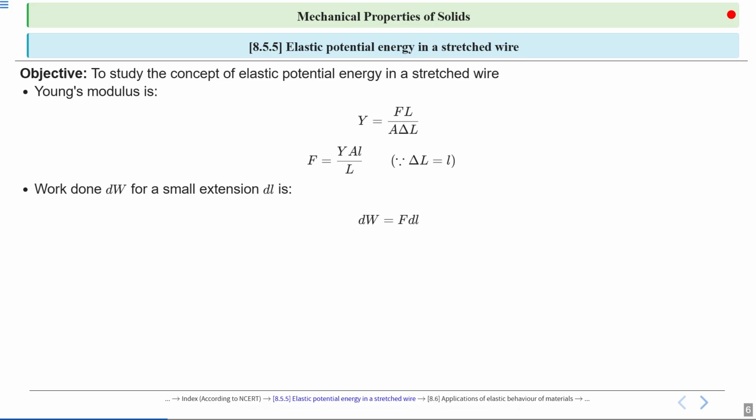So work done dW for a small extension dl is dW equal to F dl. So dW equal to Y into A l divided by L into dl. This connects the material's properties and the geometry of the wire directly to the work done during stretching.